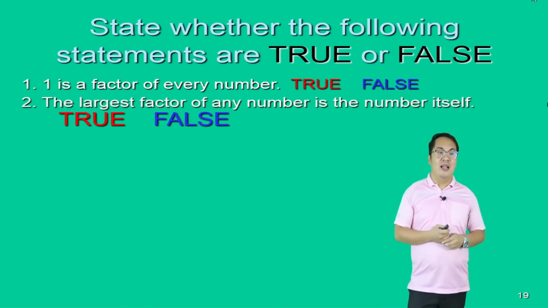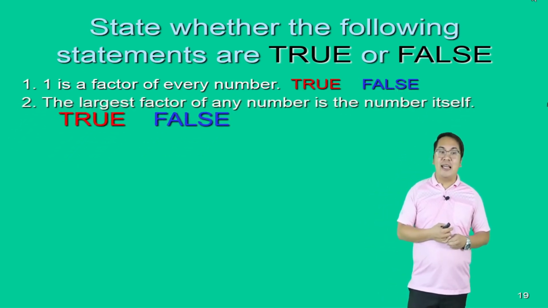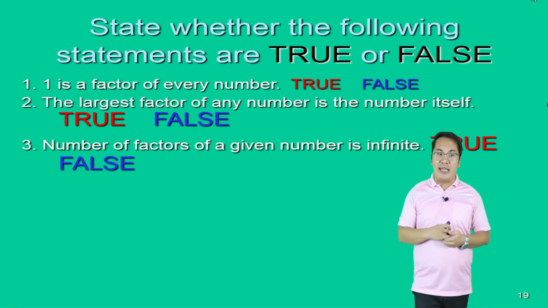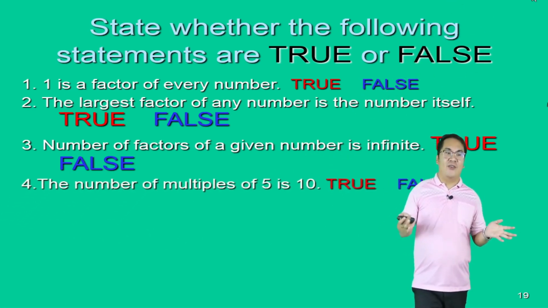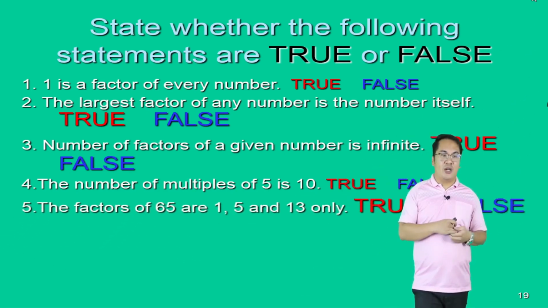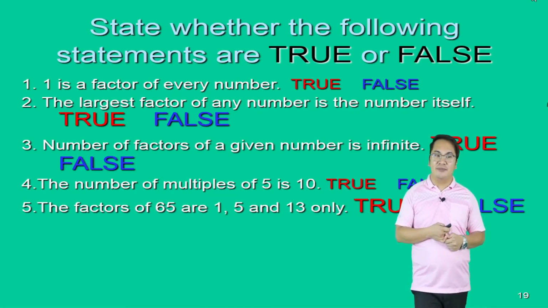Second, the largest factor of any number is the number itself. True or false? Next, the number of factors of a given number is infinite. True or false? Fourth, the number of multiples of 5 is 10. The factors of 65 are 1, 5, and 13. Alright. I will give you 5 minutes to answer this one.